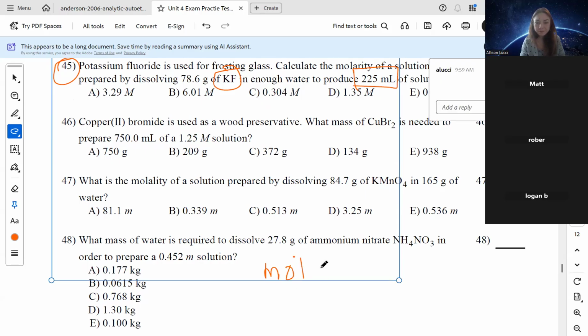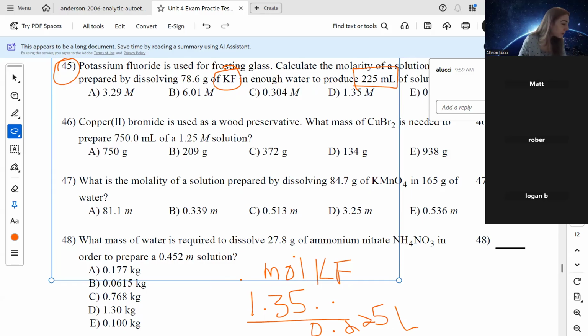Moles of KF. That's going to be 78.6 divided by, if I add together potassium and fluorine, about 58 grams per mole. So I'm going to do 78.6 divided by molar mass, and I get about 1.35 and some more decimals moles of potassium fluoride. I'm going to divide by liters, 0.225 liters. I convert milliliters by dividing by 1,000. And then 1.35 divided by 0.225, I'm going to get about 6.01 moles per liter, or a 6.01 molar solution.